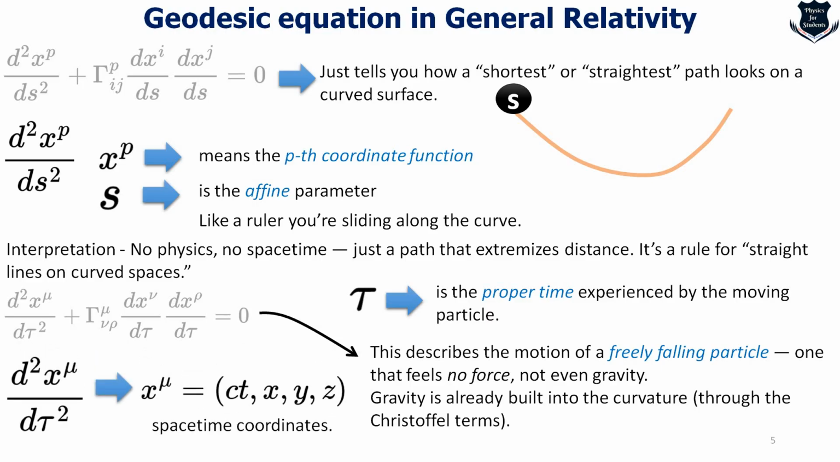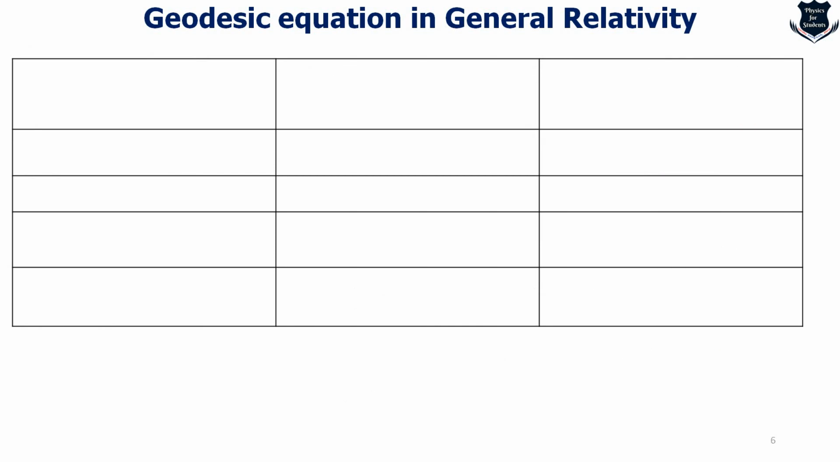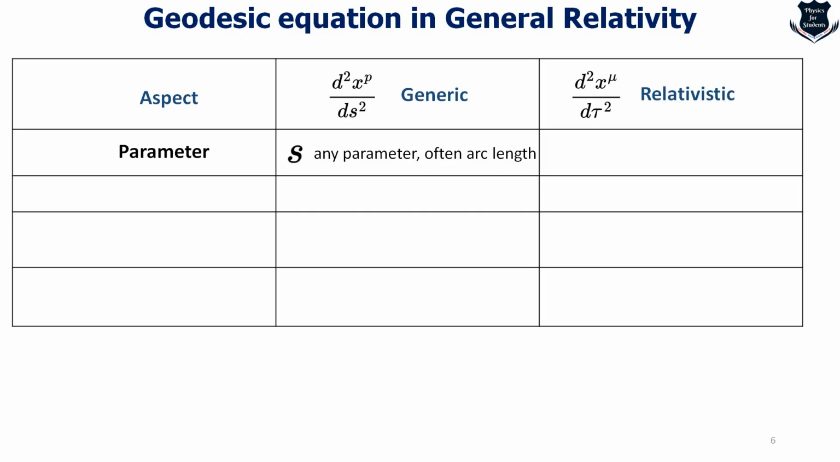So here you can see this d square x mu upon d tau square, where x mu is representing ct, x, y and z. And those who are aware of the special theory of relativity, you know these are nothing but space-time coordinates. So from here we can definitely draw a comparison between the general geodesic equation and the relativistic equation. The parameter s, which is often used as an arc length, is now used as a proper time. That means the physical clock, the clock which the particle is carrying.